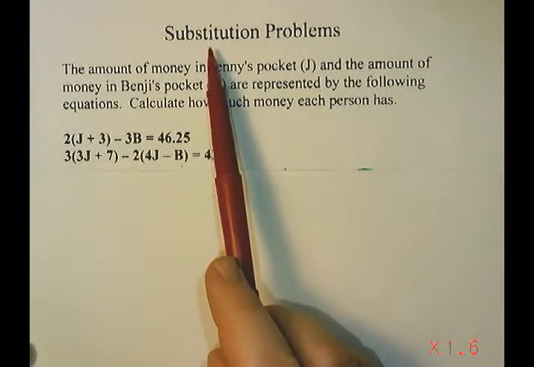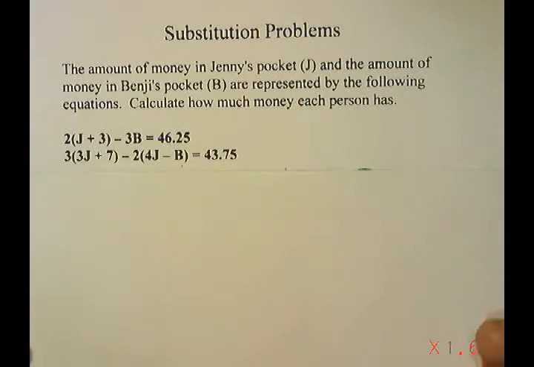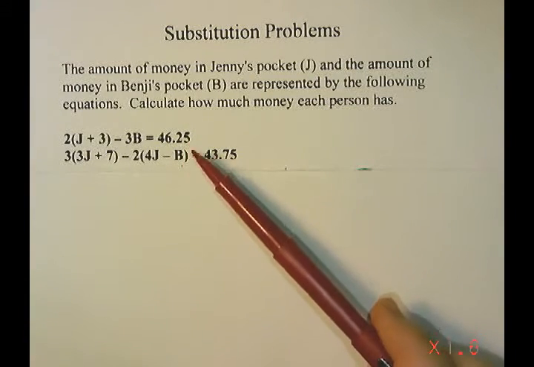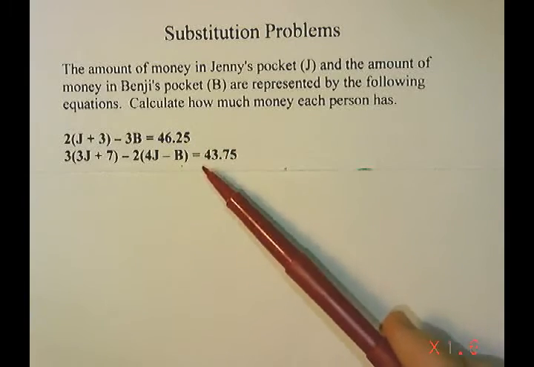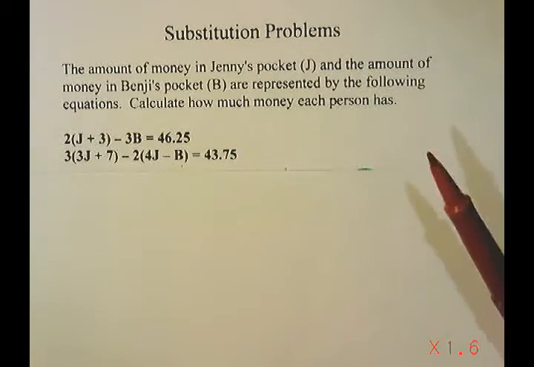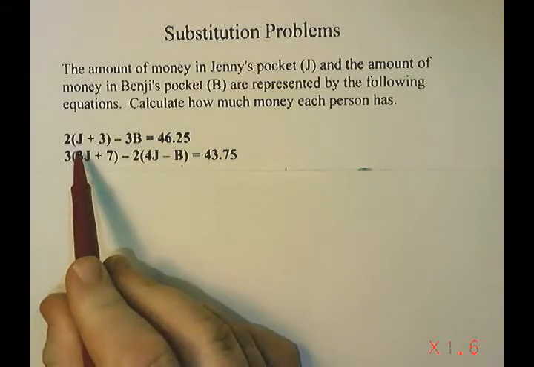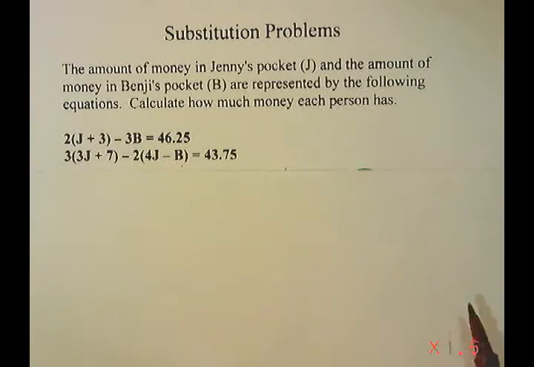So it's mentioned in the question here in the title that we're going to be using substitution. So substitution is a good way to find where two lines intersect. And believe it or not, even though these don't have an X and a Y, they have a J and a B, it's still a line equation. So what I want to do is use substitution. So I'm going to take the two equations and write them down side by side.